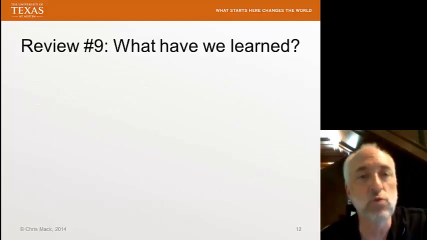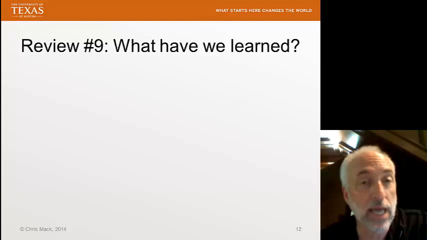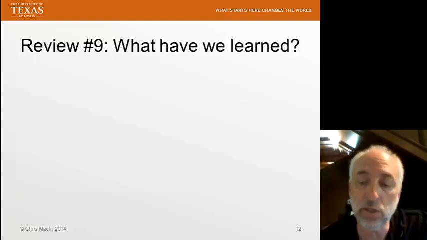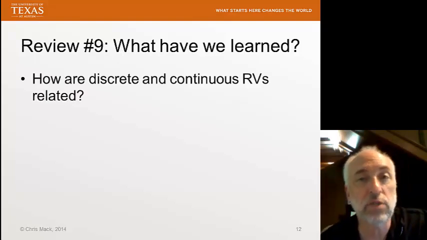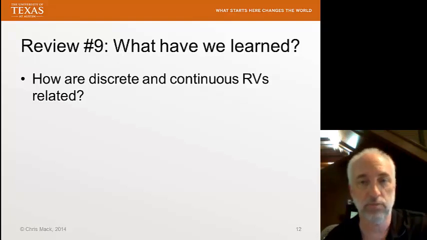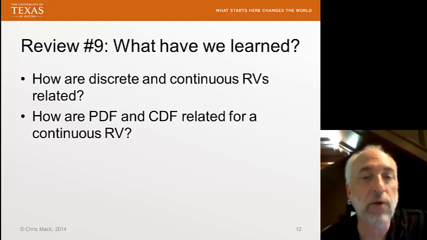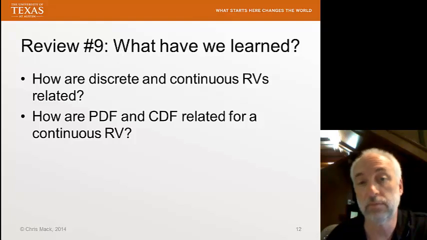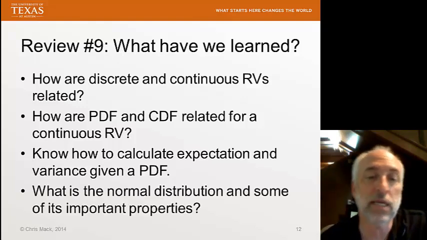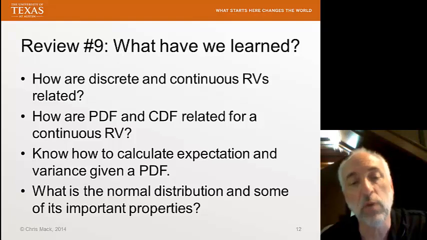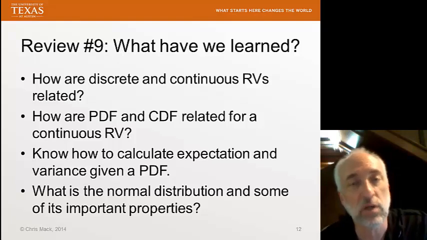All right, let's review lecture number 9. What have we learned? As always, you should be able to quickly and easily answer these questions. If not, please go and review the material again. How are discrete and continuous random variables related to each other? How are PDF and CDF related for a continuous random variable? You should know how to calculate the expectation and variance for any PDF that you might be given. And finally, what is the normal distribution, and what are some of its most important properties, as we've discussed so far?